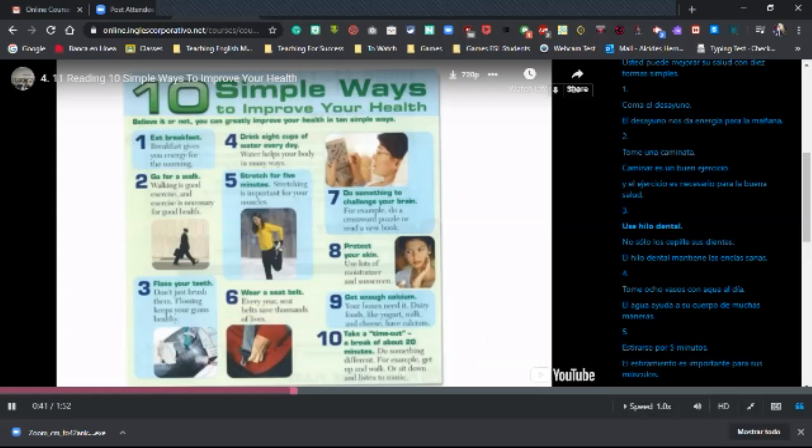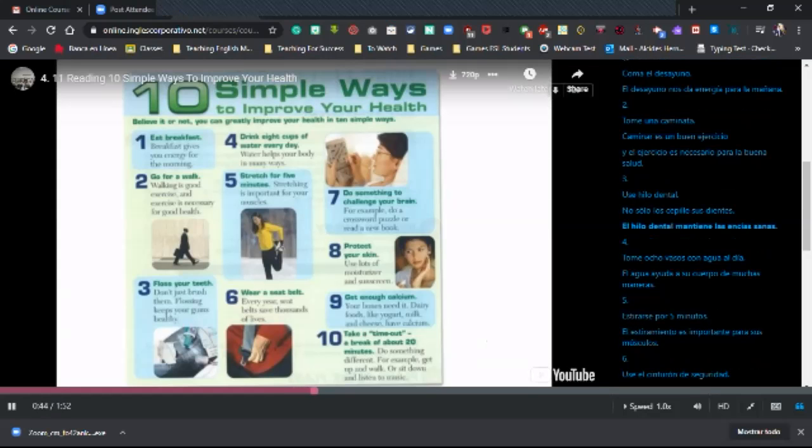Floss your teeth. Don't just brush them. Flossing keeps your gums healthy.